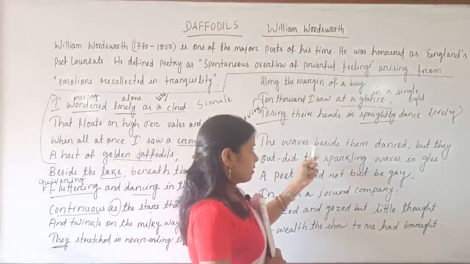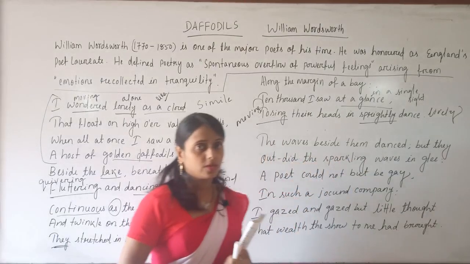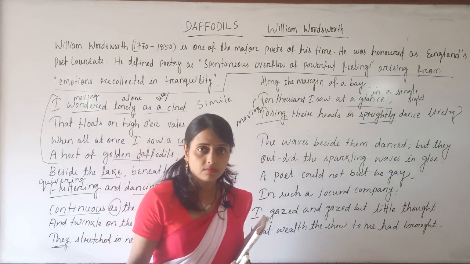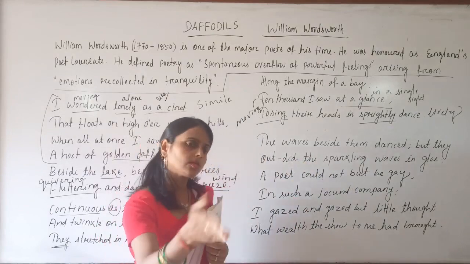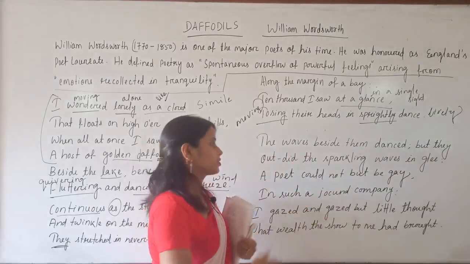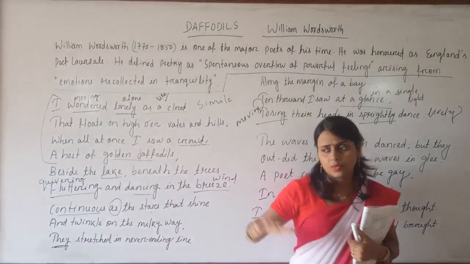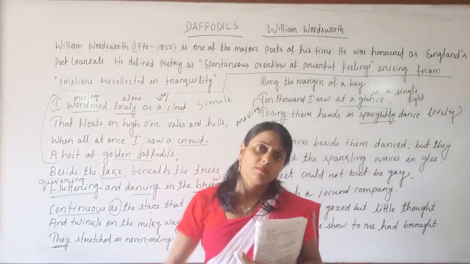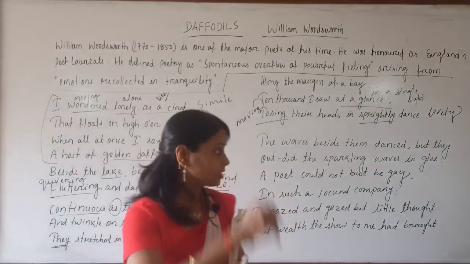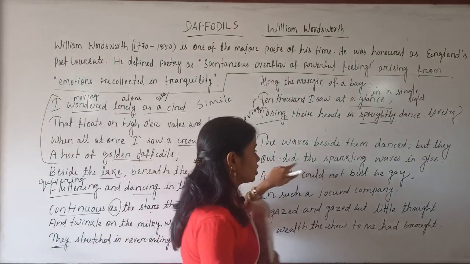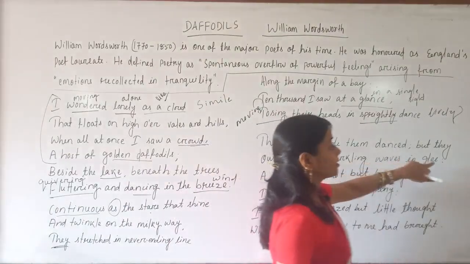The waves beside them danced. Now you can ask me, where are the waves? If the sea is not there, in a lake also you can get small wavelets like that. The waves beside them danced, and there were small wavelets beside the daffodils. They were also dancing, but they outdid the sparkling waves in glee.